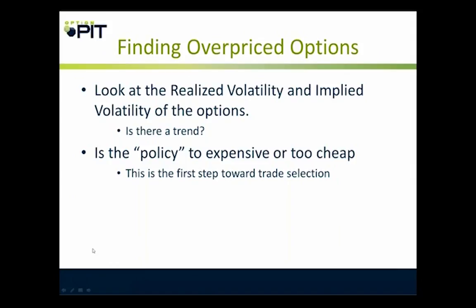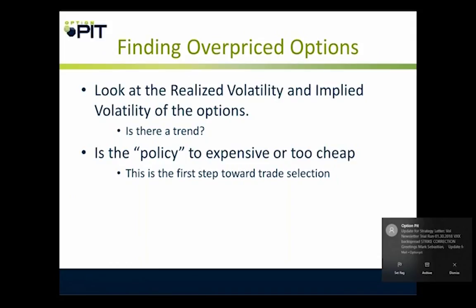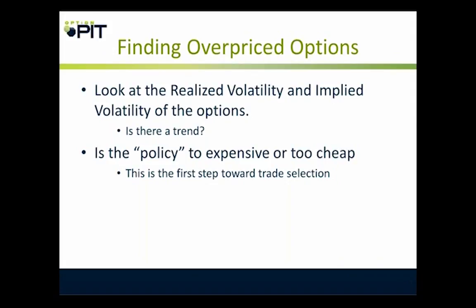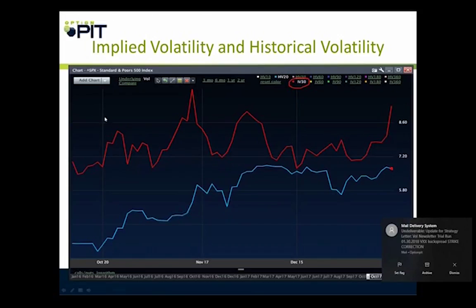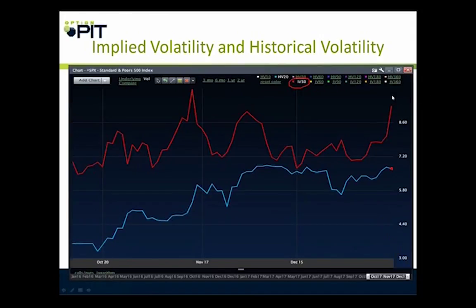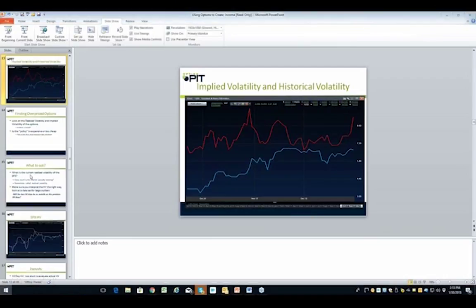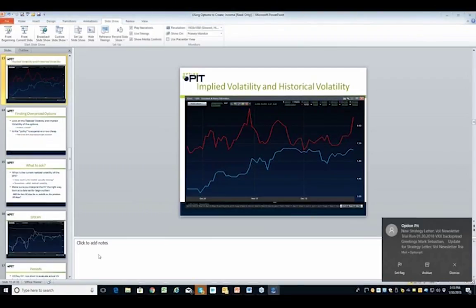Looking at historical, which is sometimes called realized volatility, and implied volatility, a couple things to think about. Is there a trend in realized volatility? Is the policy too expensive or too cheap? Has it been too expensive or too cheap? So for instance, what about this policy, the one that we would have traded right here? Is that too expensive or too cheap? Let's take a look.